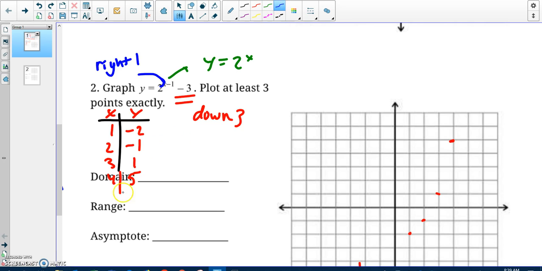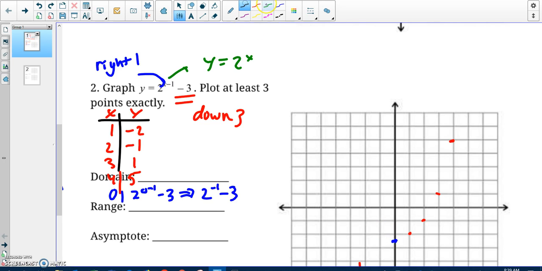Maybe I should plug in 0 just to see where we're at. So if I plug in 0, this is a little tricky. It's 2 to the 0 minus 1 minus 3. Well, 2 to the 0 minus 1 is 2 to the negative first minus 3. 2 to the negative first is 1/2. 1/2 minus 3 is negative 2.5. So at 0, I'd be at negative 2.5.